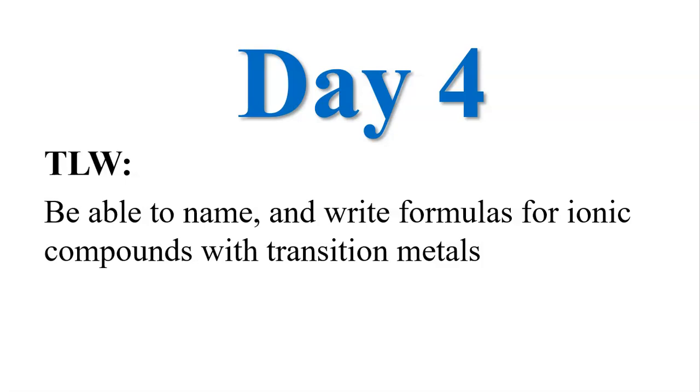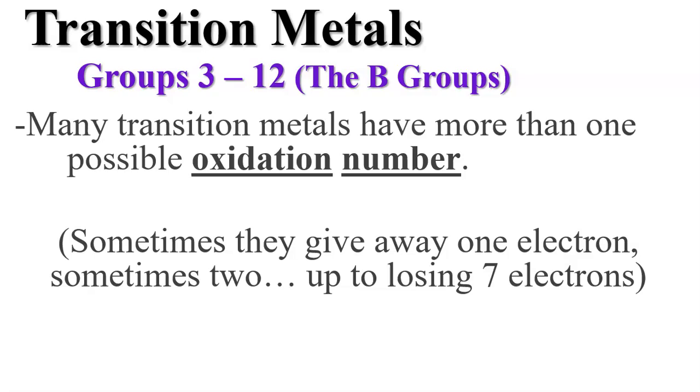Right, now we're on Unit 3, Day 4. So today we're going to name and write formulas for ionic compounds with transition metals. Last time we used group 1 and 2 metals. Now we're going to use the other metals to write ionic compounds. It's going to be really fun.